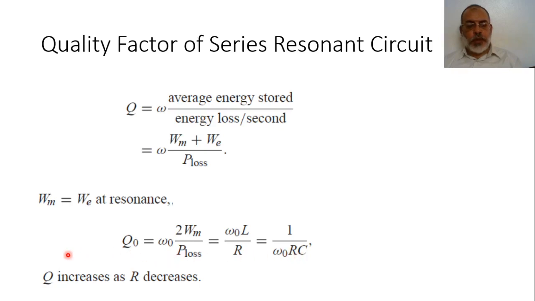In this case, it can be noted that as R decreases, when we decrease the value of the series resistance, the quality factor is increased. And this condition is for the series resonant circuit. Here is the definition of the quality factor. This definition of the quality factor is the same for series and parallel. But this obtained quality factor at resonance is omega naught L over R or 1 over omega naught RC, and this is for the series resonant circuit. According to this, if R decreases, the quality factor increases.